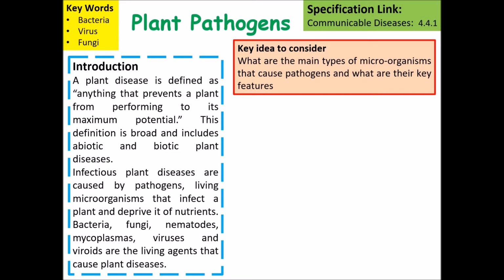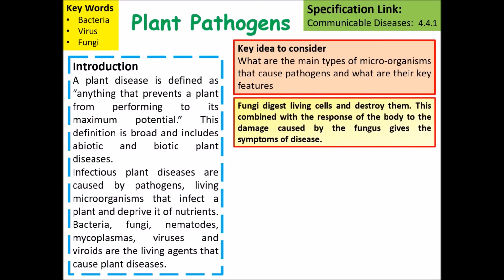Plant pathogens can be caused by three main pathogenic agents. A plant disease is defined as anything that prevents a plant from performing to its maximum potential. Infectious plant diseases are caused by pathogens. These are living microorganisms that infect the plant and deprive it of nutrients. So remember, three types of pathogens.